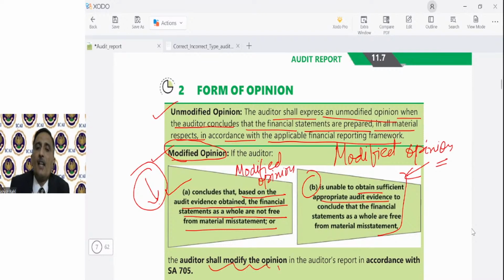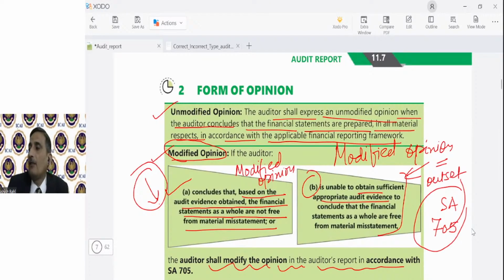So the auditor shall modify the opinion in the auditor's report. How will he modify it? That is as per the requirements of SA 705, as I had told you at the outset, at the beginning of this chapter.